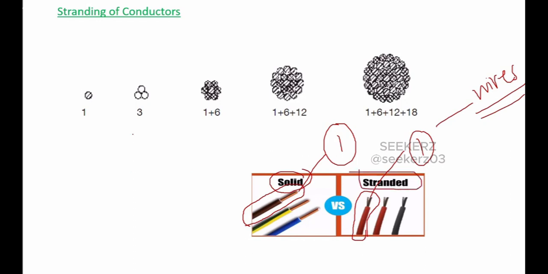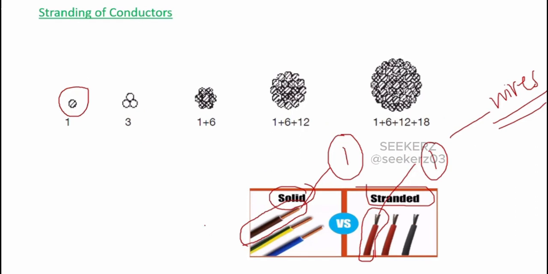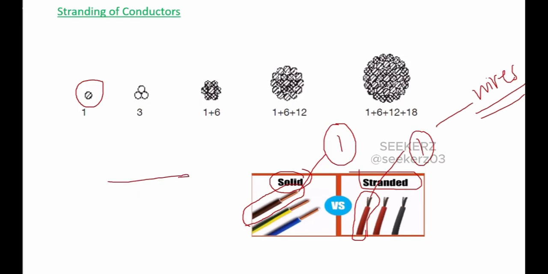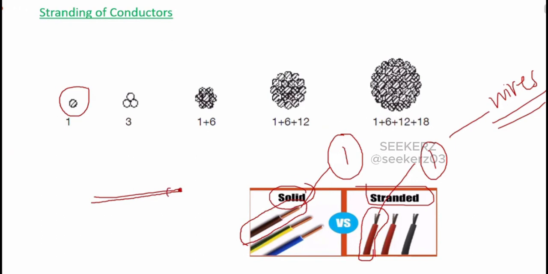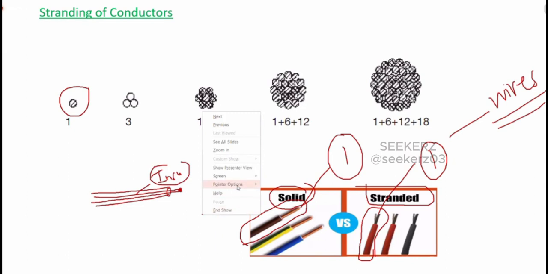So solid means we have this type of cross-section area. Here you can find we have only one conductor. We draw it like this. This is the conductive part, and around that is the insulating part. Okay, we omit this insulating part, so I'm drawing only this wire, the conductive part of the solid wire.